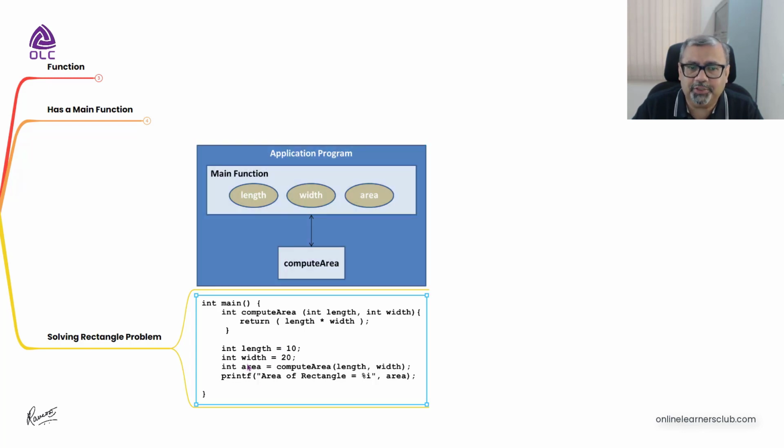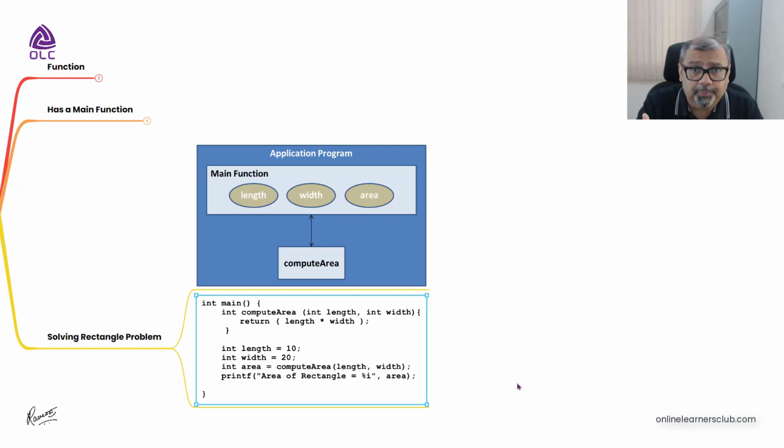In the main function you also have length and width, which are integers, which are nothing but numbers. You also have a statement which specifies that I am calling compute area, passing the length and width, and it gets the computed output, which is area. So this is a very simple mechanism of how we can solve the problem.